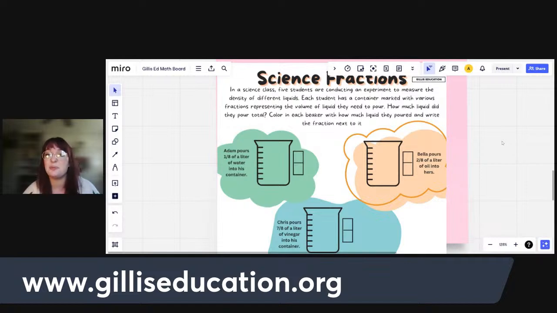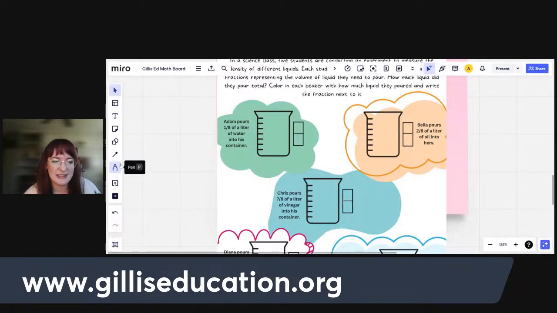So worksheets like this are really important for students that are just beginning to learn about fractions because it helps them see fractions as parts of a whole. So each of these beakers fills up to 8 different lines. And so when students do worksheets like this, they're able to have a visual representation of what fractions might look like in real life scenarios. So for this first one, it says Adam pours 1/8 of a liter of water into his container. So what students will do is they will go in and they're going to color in 1/8 on here.